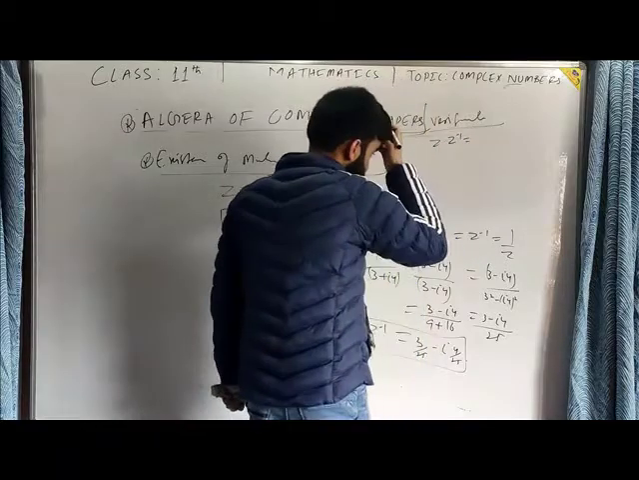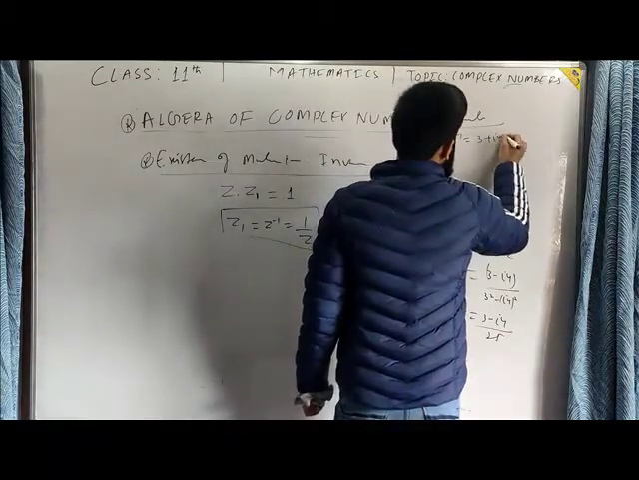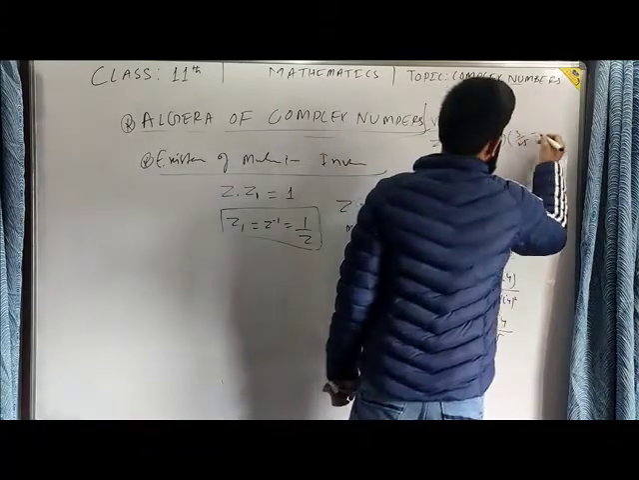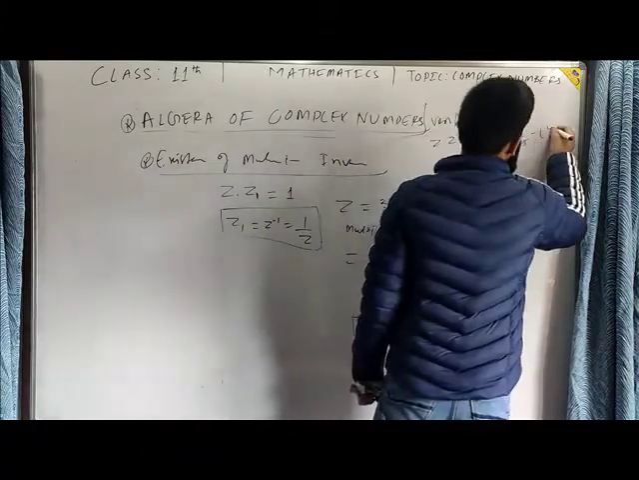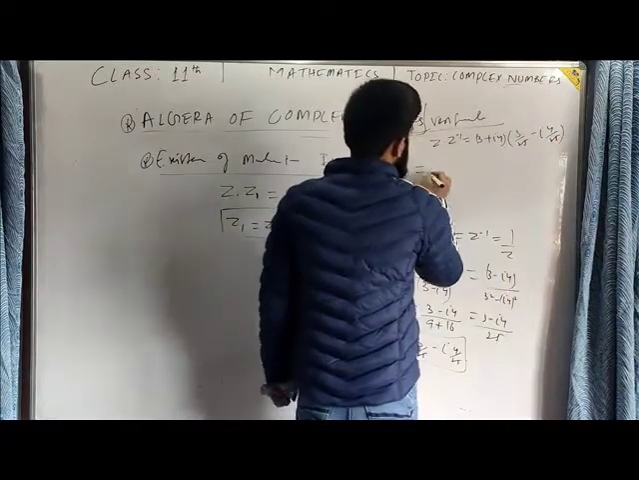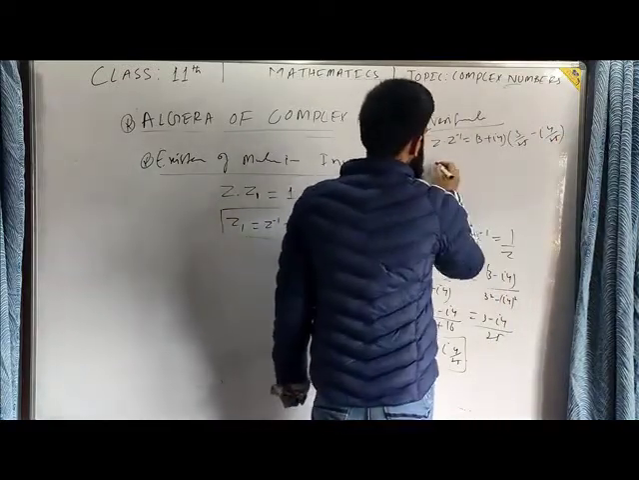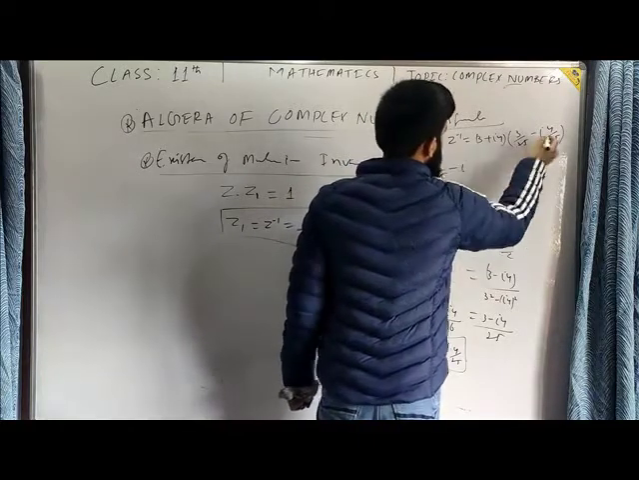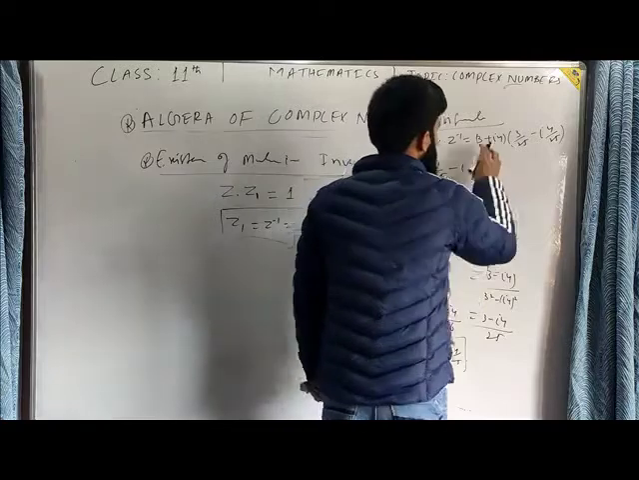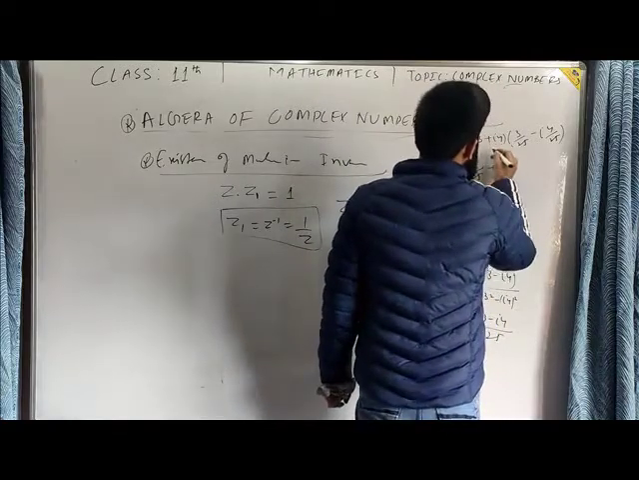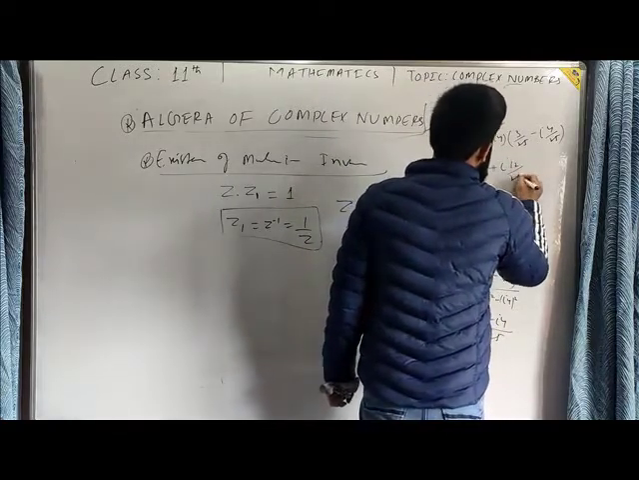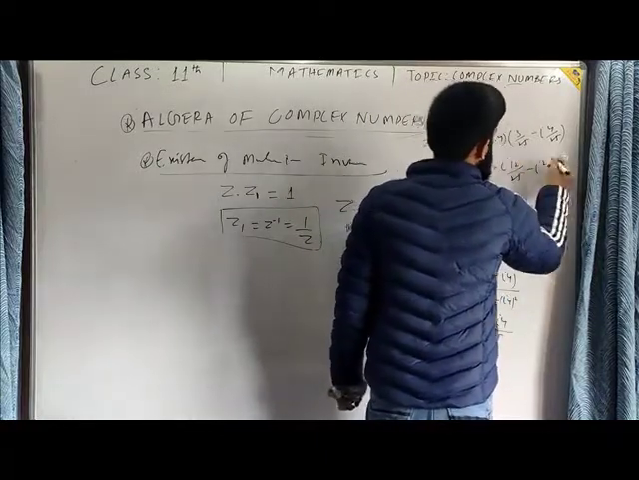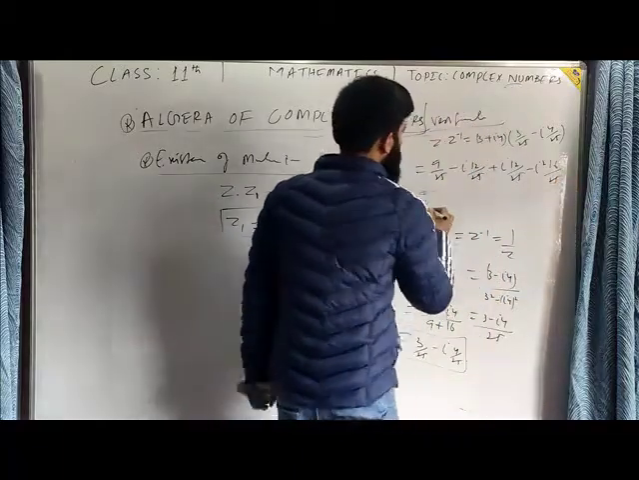What is Z? Z is 3 plus iota times 4. What is Z inverse? Z inverse is 3 upon 25 minus iota times 4 upon 25. So you will get 3 into 3 upon 25, that is 9 upon 25. Then we multiply with iota times 3, this is 12 upon 25. Then you multiply with this, plus iota times 12 upon 25. Then you have minus iota square times 16 upon 25.